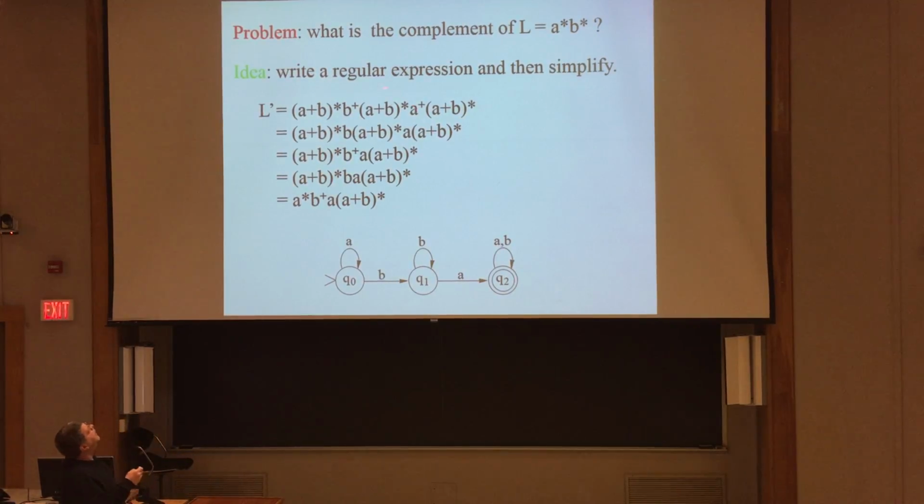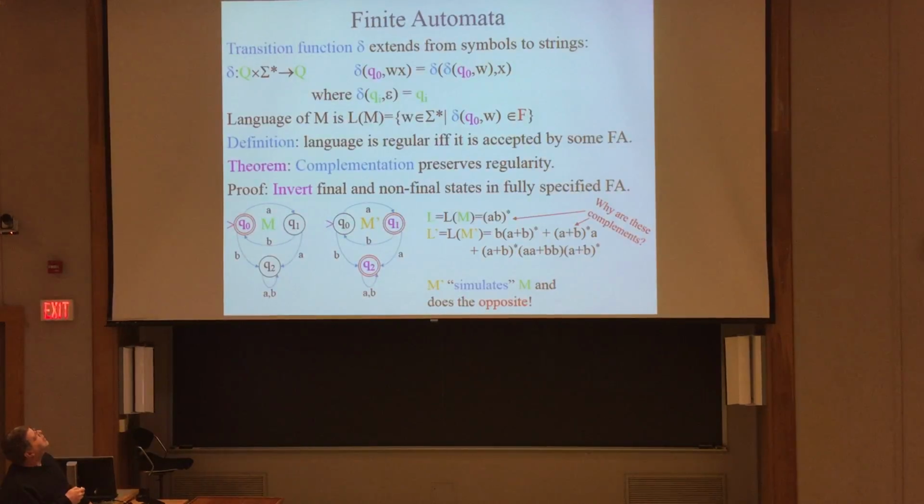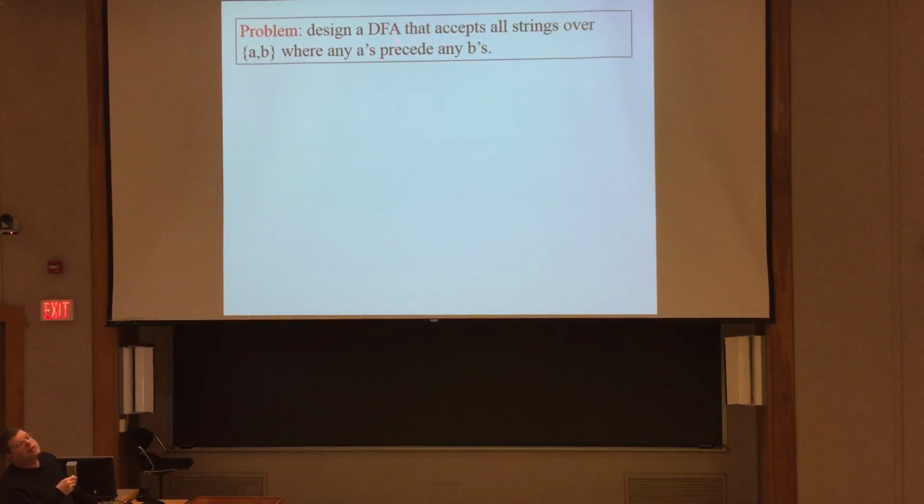Yeah, so I said DFA here in the previous slide. And DFA stands for deterministic finite automata, which means that every state has only a unique, specific next state to go to and nowhere else.